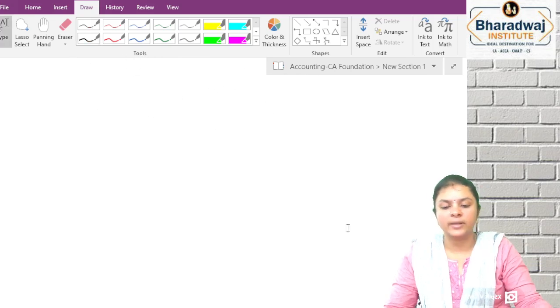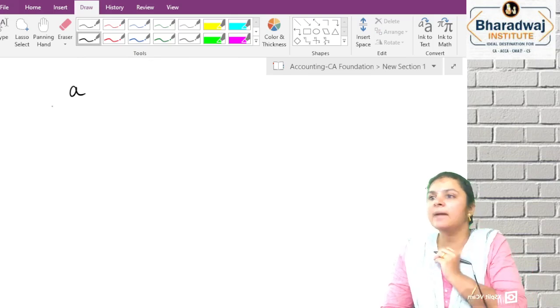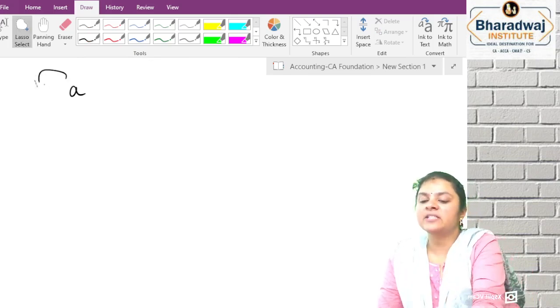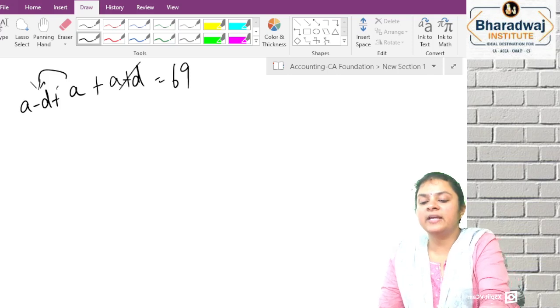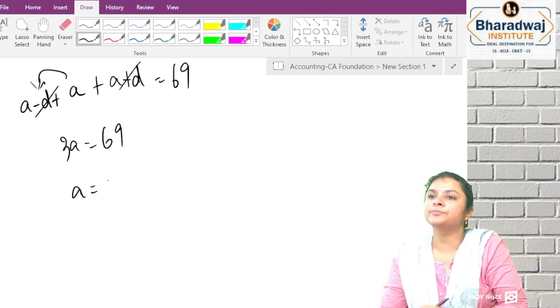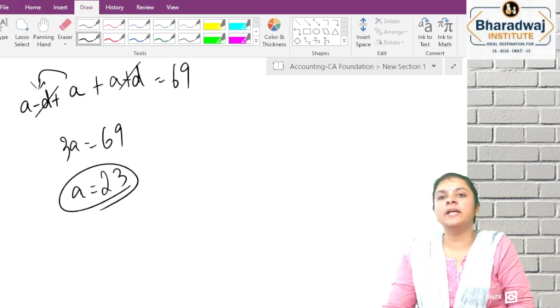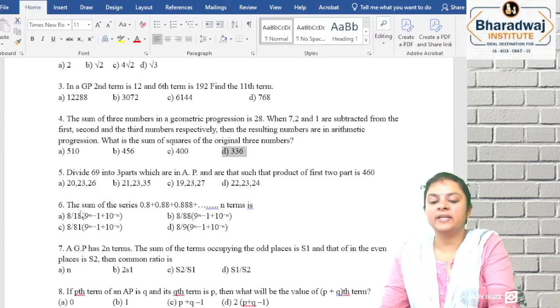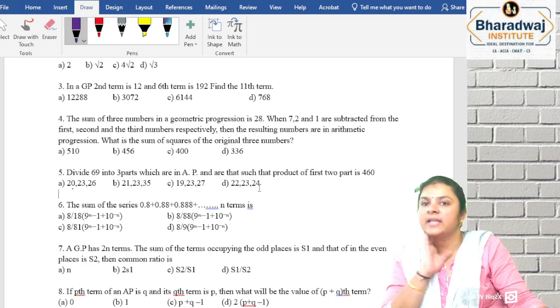So let's quickly do. A is the middle term. Always assume A as the middle term. So the previous term will be written as A minus D, and the next term is A plus D, and the sum is equal to 69. So D and D will get cancelled. 3A is equal to 69. A is equal to 23. So we now know that the middle term has to be 23. Now in all the 4 equations you have 23 as the middle term.